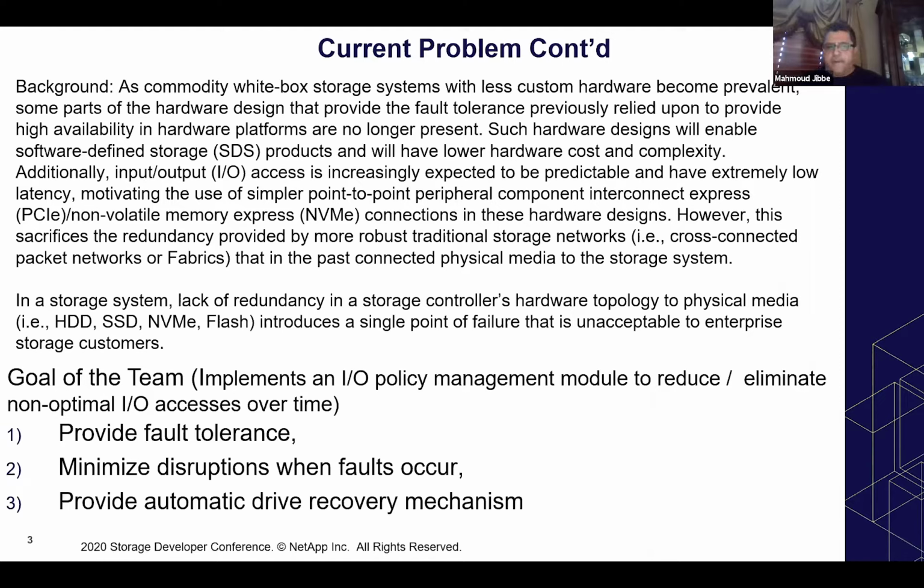So the goal of this paper is to provide the user with an I/O policy management so that it will reduce or eliminate any non-optimal access over the period of time of using the storage product, in such a way that it will provide fault tolerance, it will minimize disruption caused by faults, and also provide an automatic drive recovery mechanism for misbehaving drives.